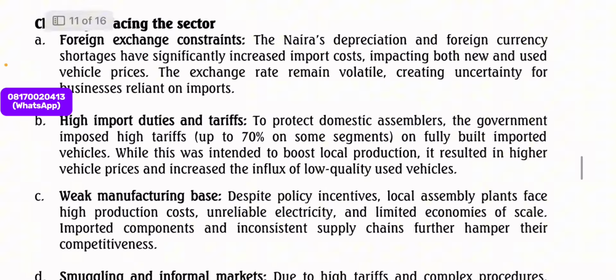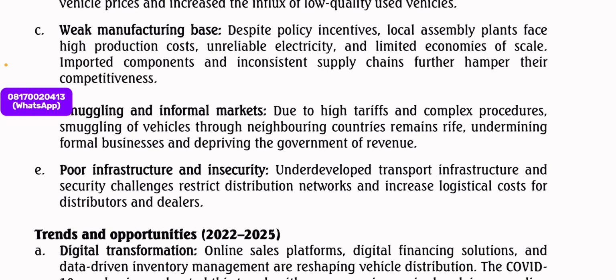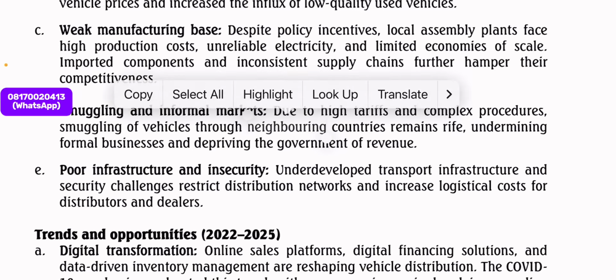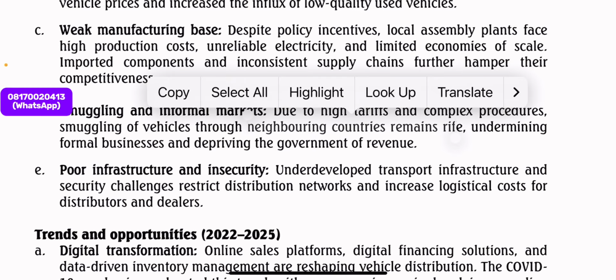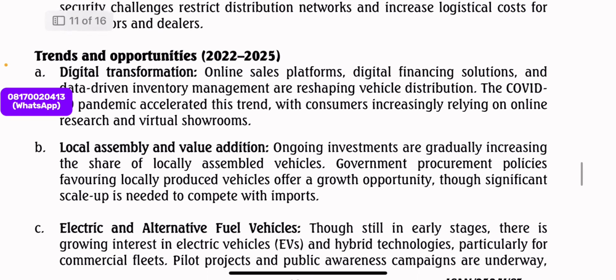Then weak manufacturing bases as well. So that, like I just explained, local plants face a lot of problems, and smuggling too has become the order of the day. The people are like, okay, now you think you are smart, Nigerian government, no problem. Put your high tariff. We'll go and smuggle it through neighboring countries. So we'll go and smuggle it as well. So these are some of the issues that are experienced, and poor infrastructure and security.